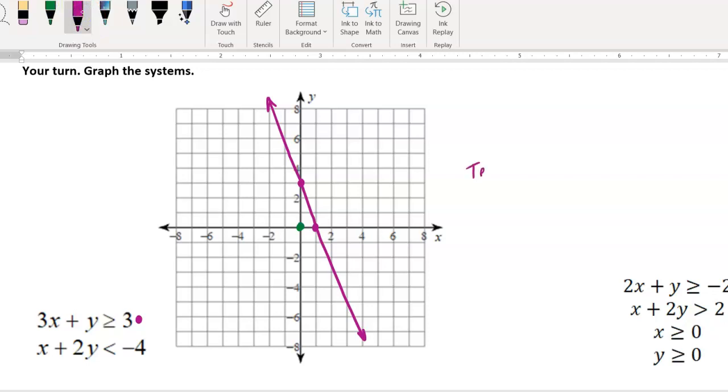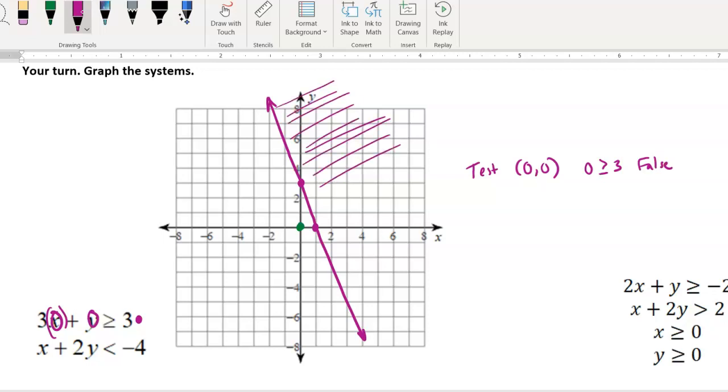So for this one, I'm going to test the point 0, 0 because it's not on the line. And I'm going to see if that makes a true statement. I put 0 in here for x, 0 in here for y. Well, 3 times 0 is 0, and plus 0 would also be 0. So I get the statement 0 is greater than or equal to 3. That is false. 0 is not bigger than 3. So I would not shade that side of the line that includes 0, 0, because that point does not make a true statement. So our solution set would be on the other side of that line.